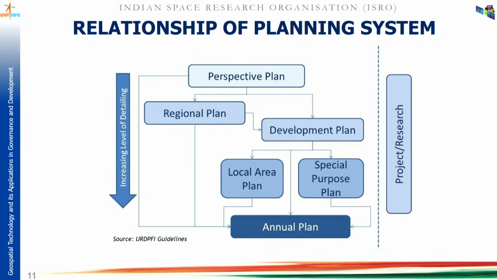Okay, so from the relationship of planning system, we can see normally in this we first have a perspective plan. The perspective plan is more of a philosophy. It is much less of spatial data. It is much of how the local authorities want the future development process to happen. Then we have the regional plan at a lower level, then the local plan or master plan, and then the annual plan. So you see, as you come down, you have more and more details.